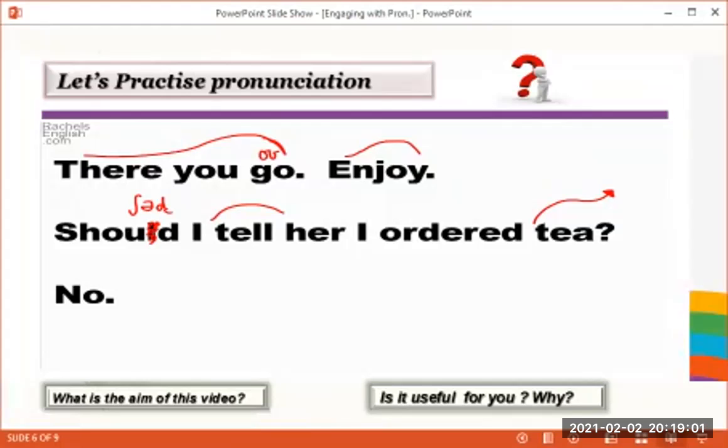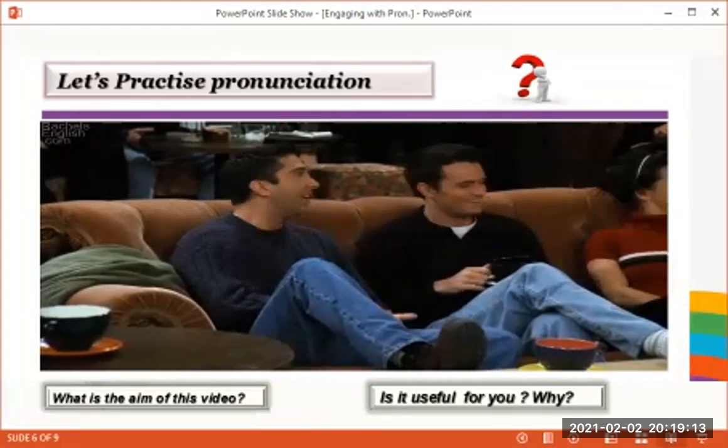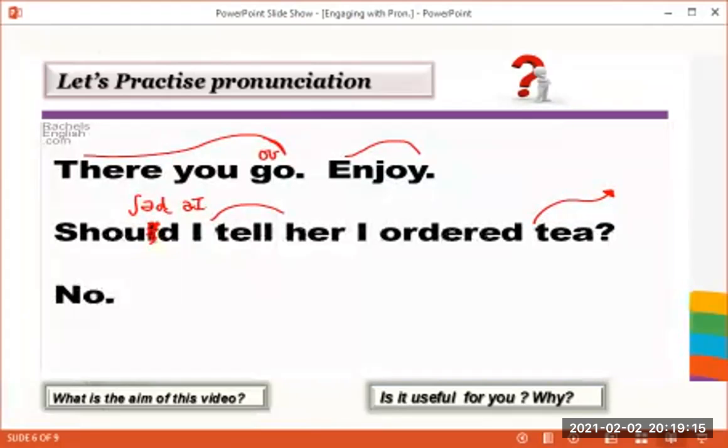The L is silent here. So it comes between the schwa and the I diphthong. So it says should I, da, da, da, da, da, the tongue bouncing on the roof of the mouth. Should I tell her? Tell begins with a true T because that starts a stressed syllable.